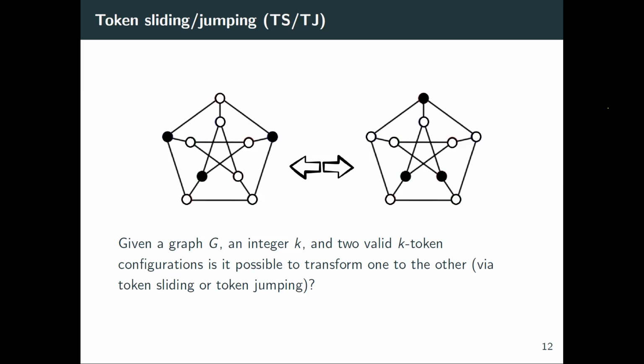And we're going to talk about these two different problems because they do actually behave quite differently, and they produce quite interesting results. Like the difference between the two, we don't fully understand yet, but we kind of know that token sliding can be harder than token jumping. But there's still a lot of questions to be answered.